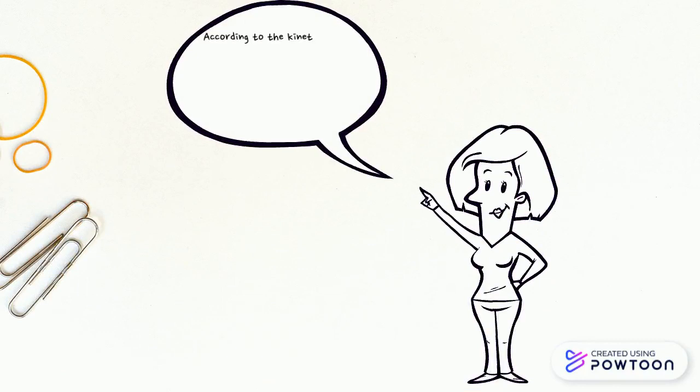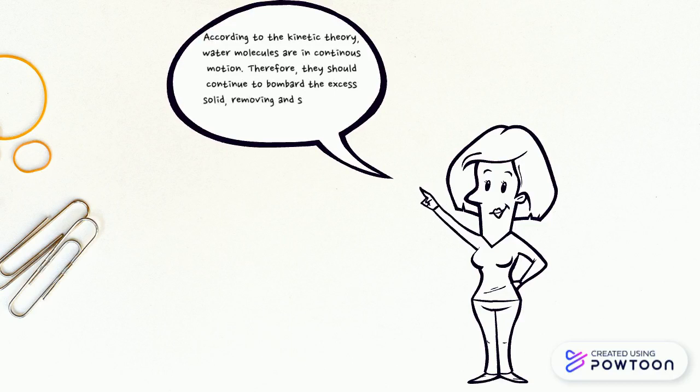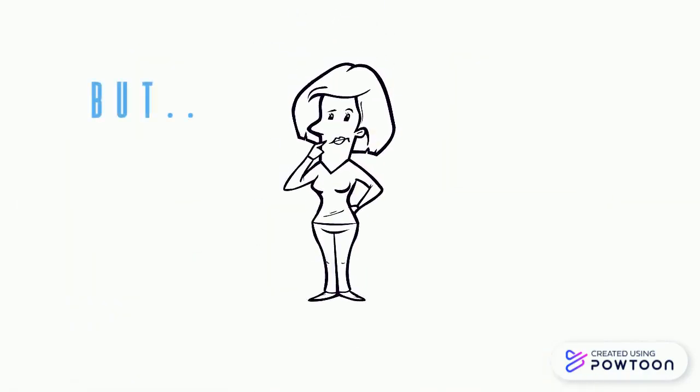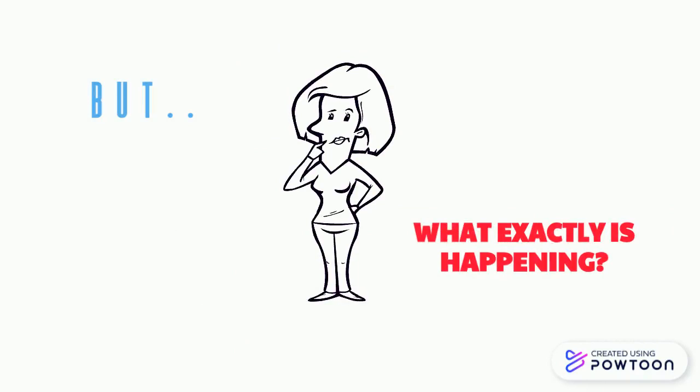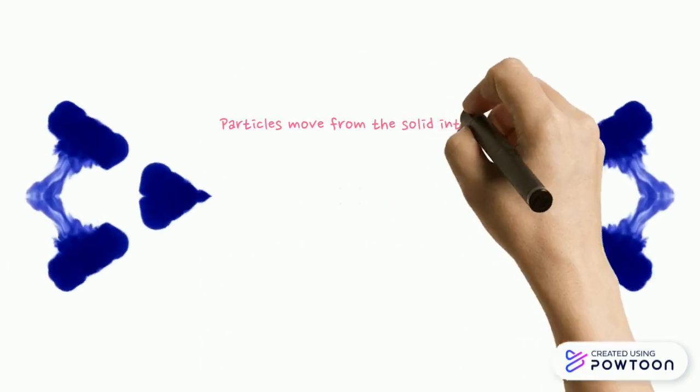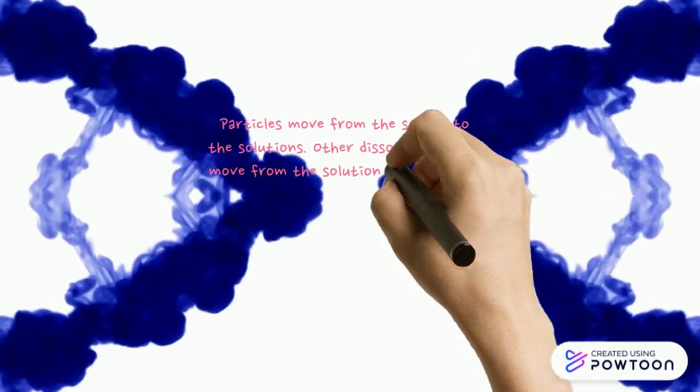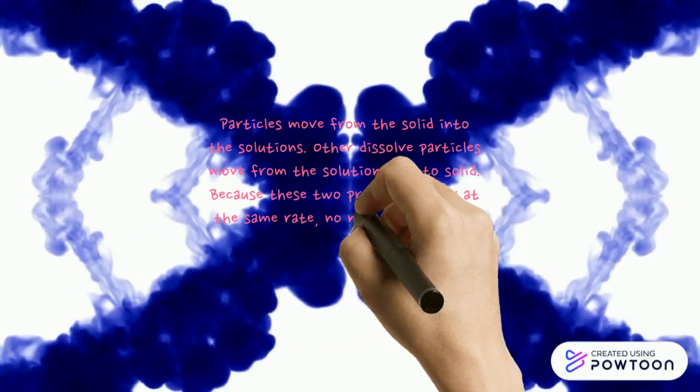According to the kinetic theory, water molecules are in continuous motion. Therefore, they should continue to bombard the excess solid, removing and solvating the ions. As ions are solvated, they dissolve in the water. But what exactly is happening? Particles move from the solid into the solution. Other dissolved particles move from the solution back to solid. Because these two processes occur at the same rate, no net change occurs in the overall system.